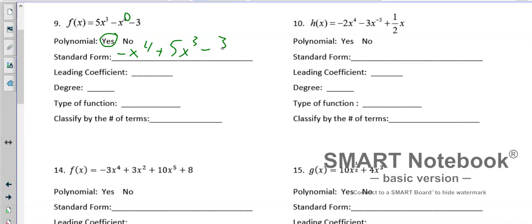The leading coefficient now becomes negative 1. Now, the most common mistake here is to say lead coefficient is 5. You have to put it in order first. It's negative 1 because this right there is a negative 1. The degree is 4, which makes it quartic. And there's 3 terms, so it is a trinomial.